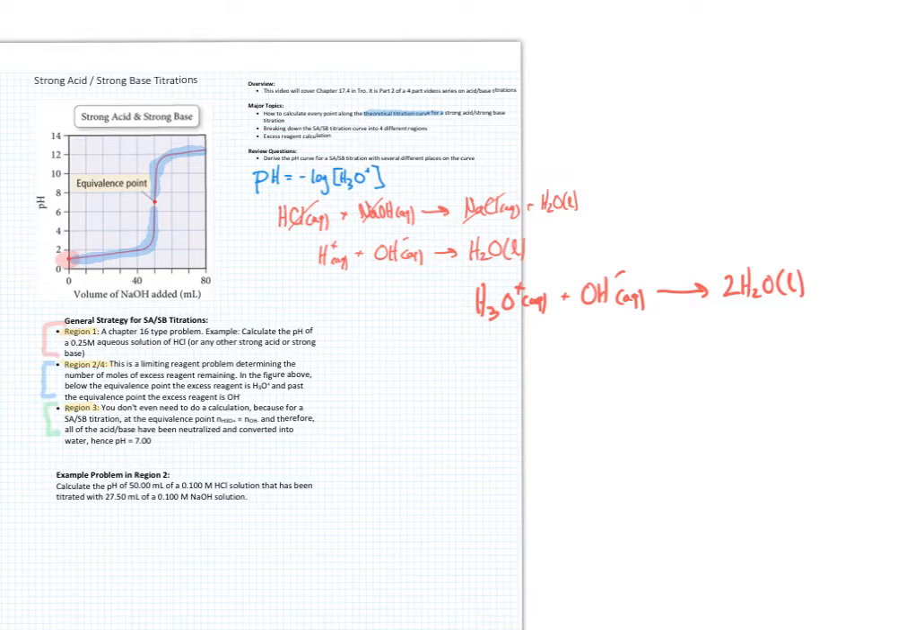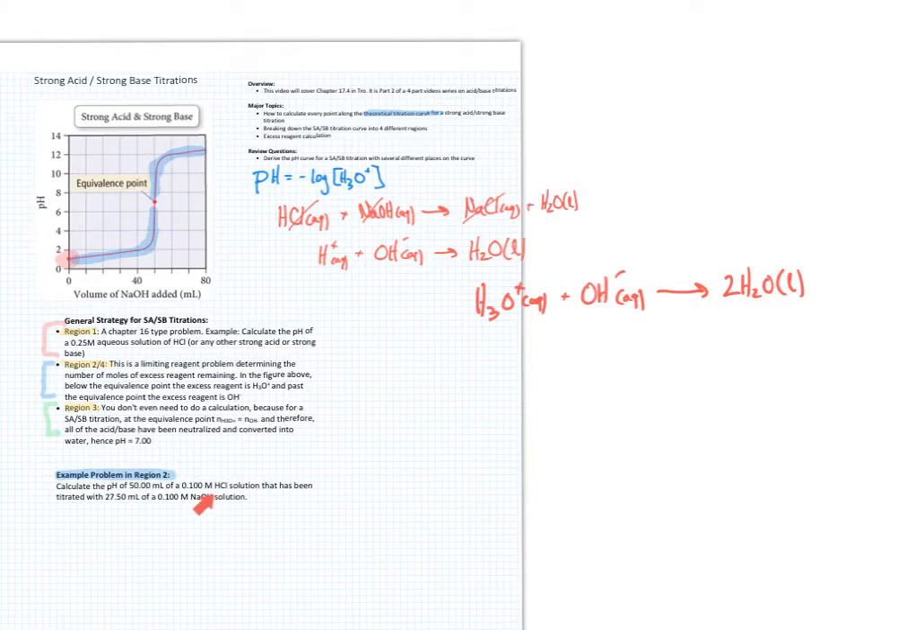We're going to deal with those cases now, and the example I'm going to give you is actually a problem in region 2. Okay, so that's down here. So the question is, calculate the pH of 50 milliliters of a 0.1 molar HCl solution that has been titrated with 27.50 milliliters of a 0.100 molar sodium hydroxide solution.